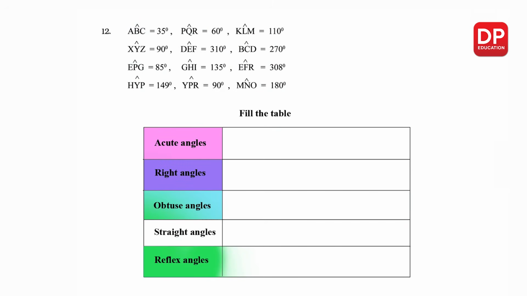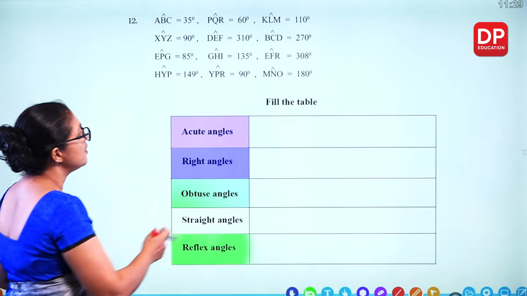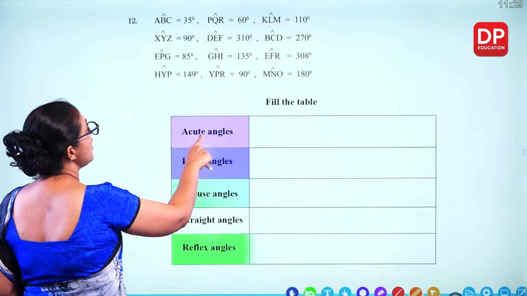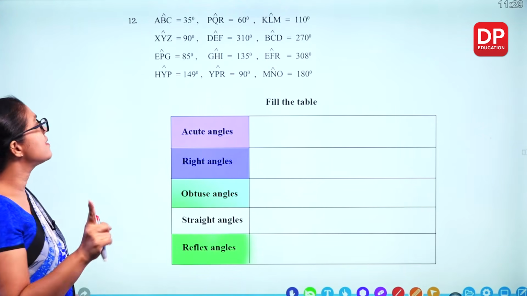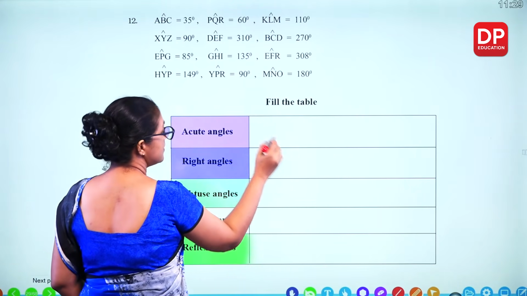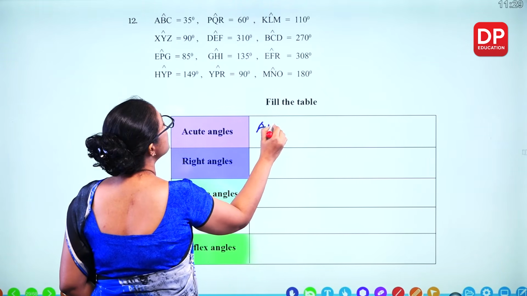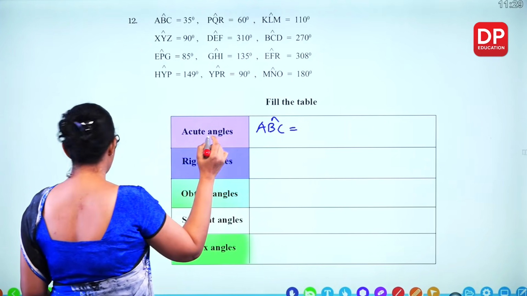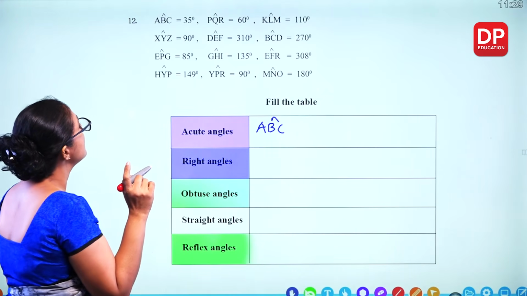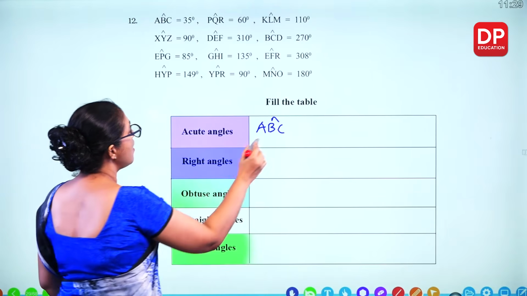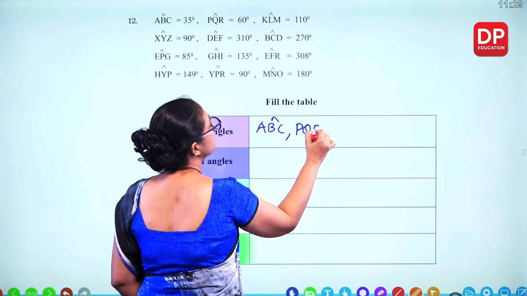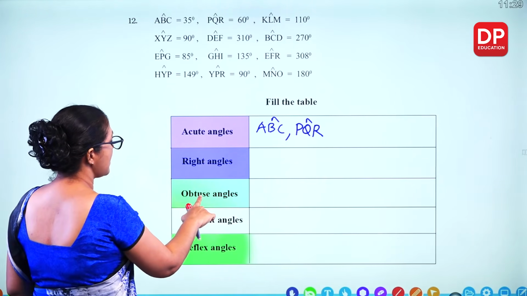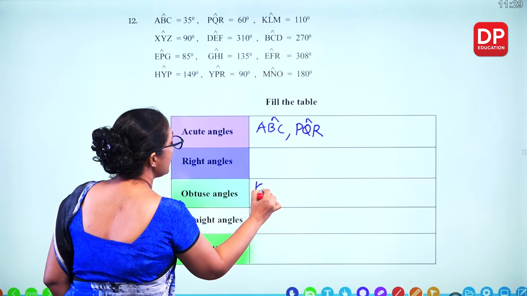Look at this one. You have been given several angles and you are asked to fill the table with appropriate places. Here, acute angles. Acute means less than 90. So what are the angles? Acute here. ABC, that's 35. You don't need to mention the value. ABC is acute. PQR also acute. That's 60 degrees. KLM is 110. That's an obtuse angle. KLM.